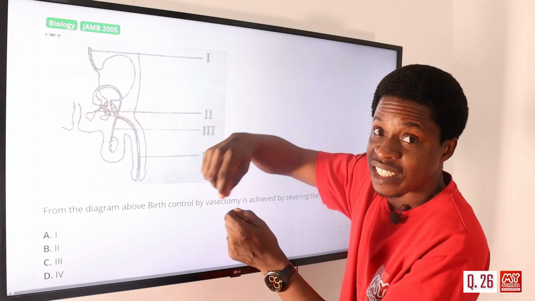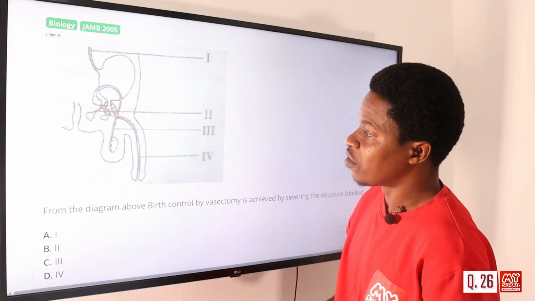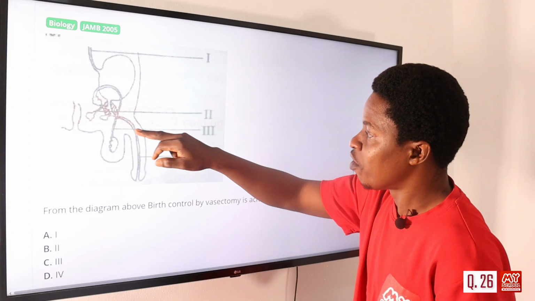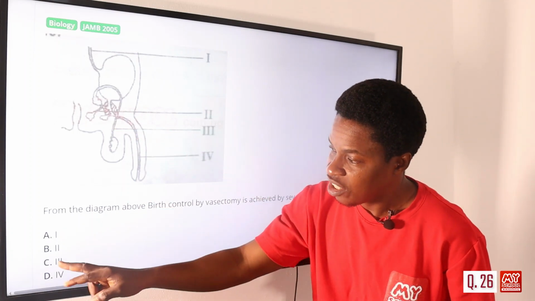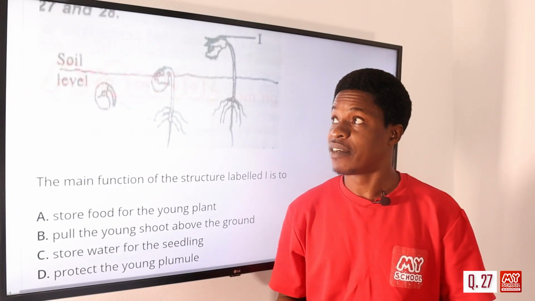It will be cut off and then tied so that the sperm cell being produced from the testes will not move to that point. So the part that will be severed is actually Roman figure 3. If we look at the options here, the option is option C. So the correct answer is option C. Now let's move on to question number 27.